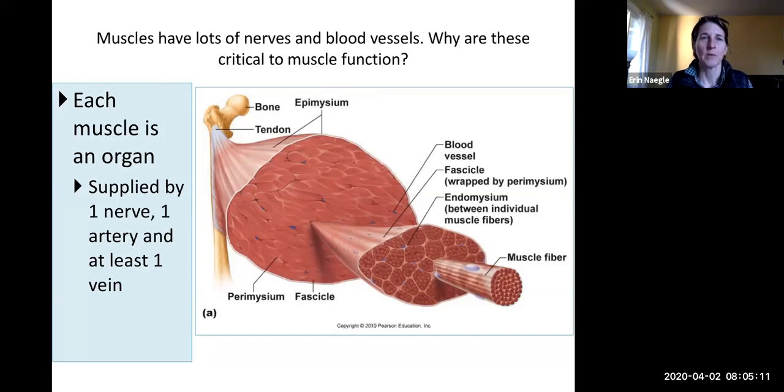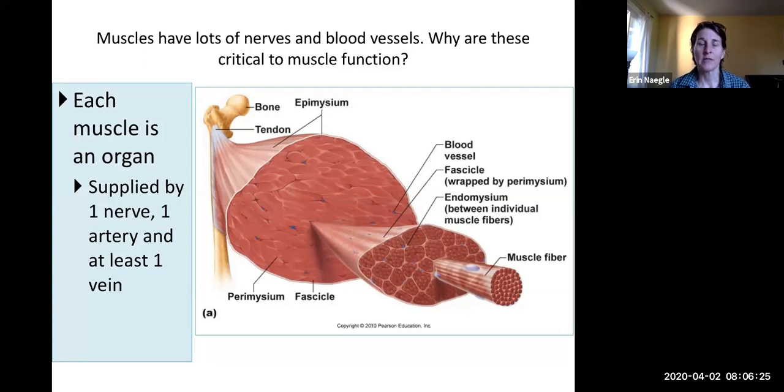All right, next one, muscles have lots of nerves and blood vessels. Why are these critical to muscle function? So each muscle has a rich blood supply. So it has at least one artery, but of course that artery is going to branch as soon as it gets into the muscle, and it's going to have rich capillary beds. Why? Well, your muscles move through a lot of ATP, so they need a lot of oxygen, they need a lot of glucose, nutrients for cellular respiration to happen. They're also going to produce a lot of carbon dioxide that needs to be taken away. So you've got to have these rich capillary beds inside of your muscles.